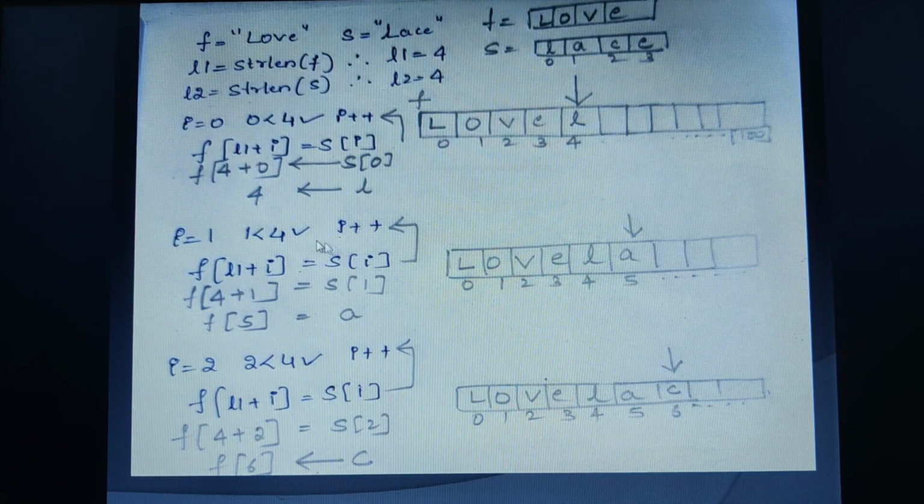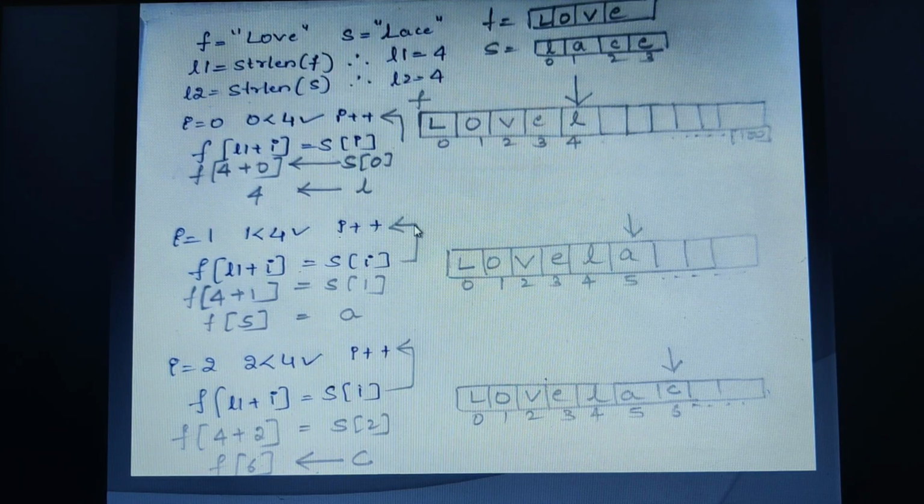Now this time S of I in the sense S of 1. S of 1 has to move in F of L1 plus I. What is L1? It remains the same, that is 4, plus the I value has changed, children, so I will be 1. So what is there in S of 1 should be moved to the position F of 5. What is there in S of 1? That's A. A is getting moved in the F of 5th location. So that's how after L we got the character A.